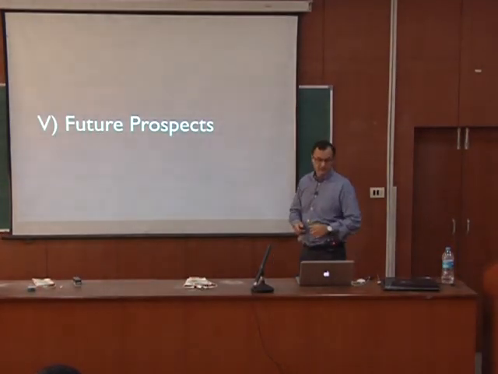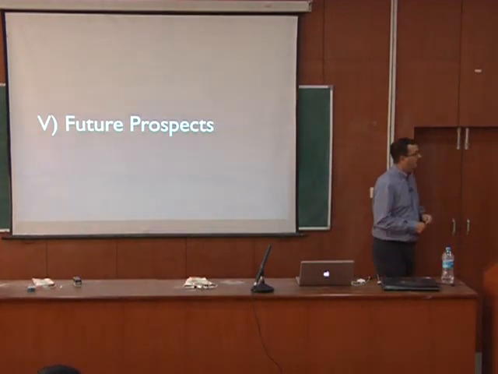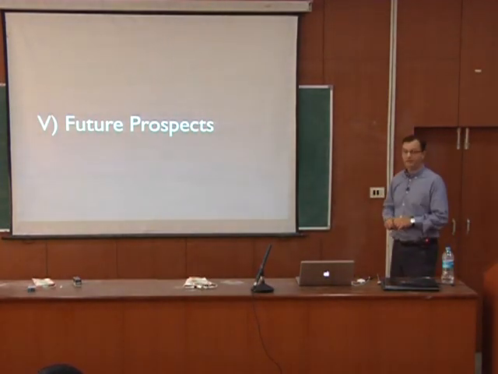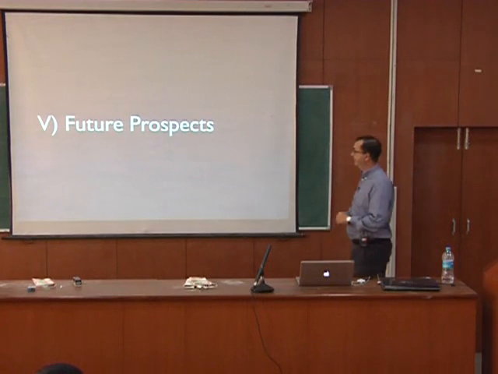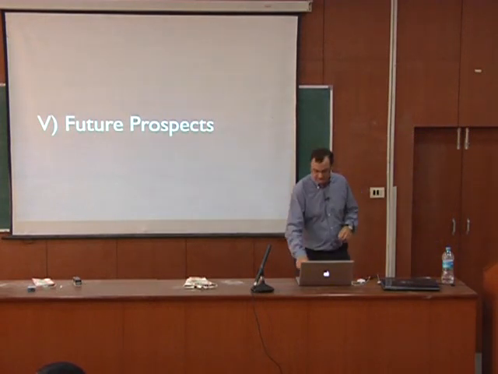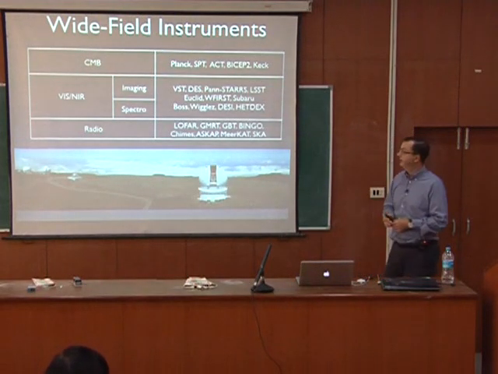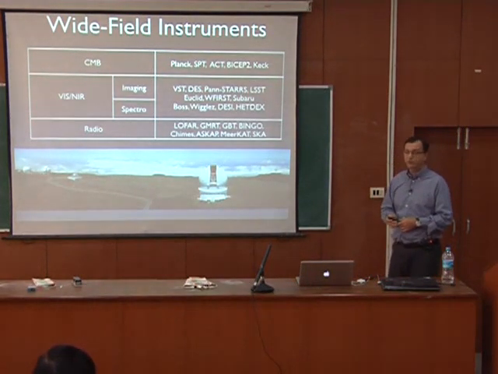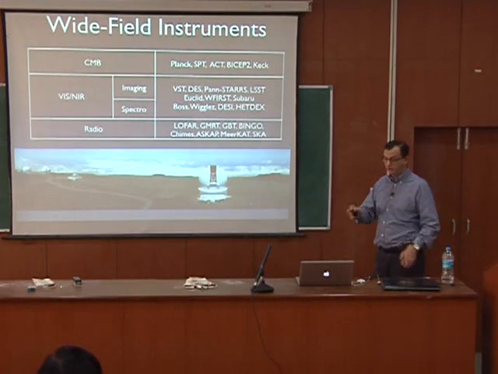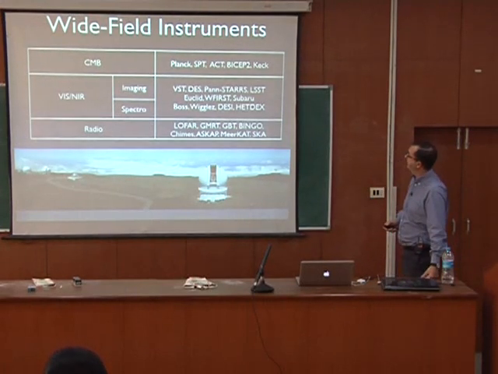Okay. Now, to finish, I want to tell you about the future of all this, how well this will improve. And as I showed you before, there's a large number of surveys which are being planned and which will give us much more information, much better data in the future. And the ones that are more relevant for weak lensing are the ones in the visible near infrared. And there's going to be a combination of imaging and spectroscopic surveys that will give us a lot of information.